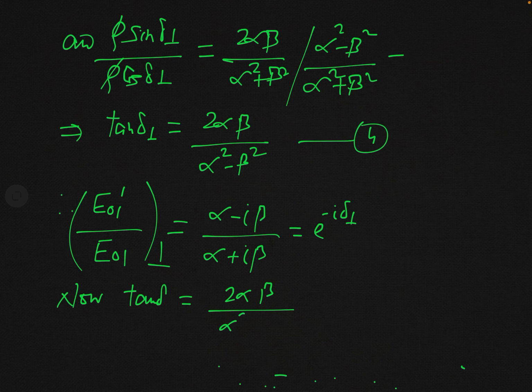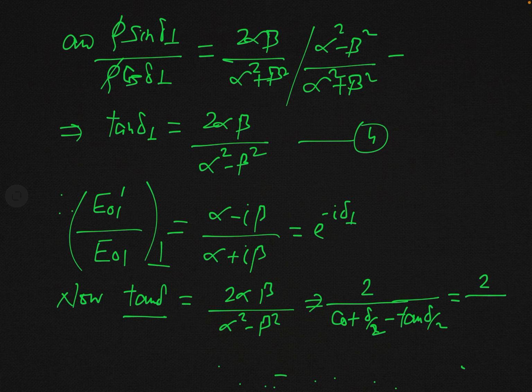Now you can see this tan delta, I am not writing delta perpendicular, simply I am writing delta. We have seen that this tan delta is equal to 2 alpha beta over alpha square minus beta square. Now this tan delta can be written as 2 over cot delta by 2 minus tan delta by 2. In fact, 2 over cot delta by 2 minus tan delta by 2 has been written in place of tan delta. You can verify it from the trigonometric formula.